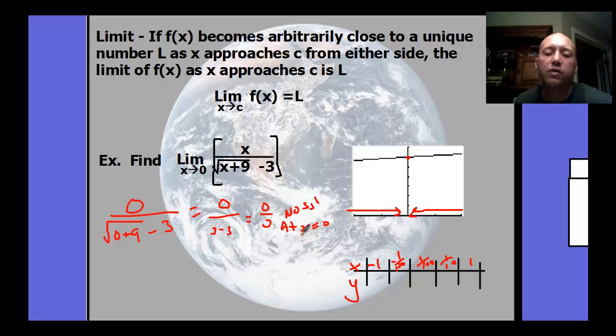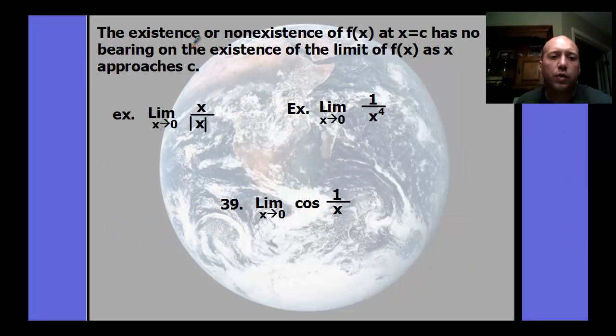And this is where limits become powerful, because even though f of x does not exist at that value, the limit still does exist. At x equals 0, there's no solution, but the limit would still equal 6. We get closer and closer to 6. You can look at the same thing by plugging into our table here. What would the y values be? You should see it's approaching 6 from both sides. So the existence or non-existence of f of x at x equals c has no bearing on the existence of the limit of the function as x approaches c.